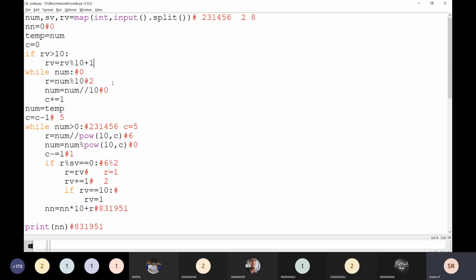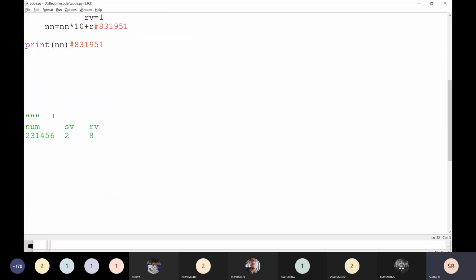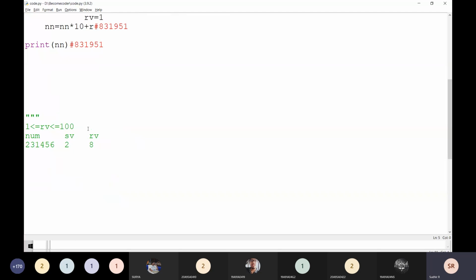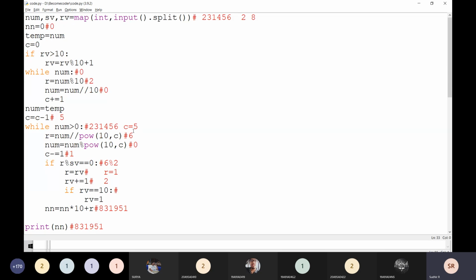Based on the constraints, for example, in the constraints they tell that RV is less than or equal to something like this. That means the RV value is always between 1 to 10 only. Then we have to write the condition like this. Clear? That's why we have to observe the constraints every time. If the test cases are missing, we have to observe the constraints also. Clear, everyone?